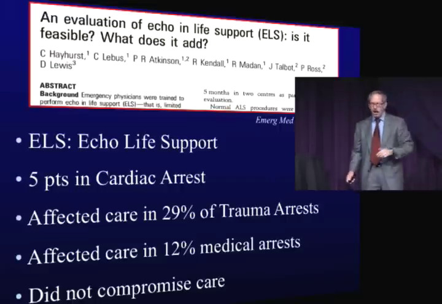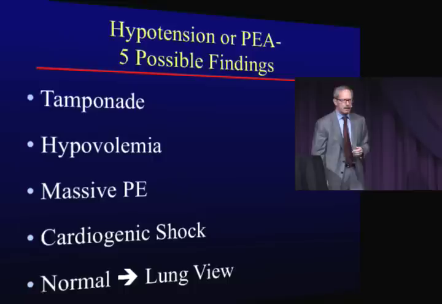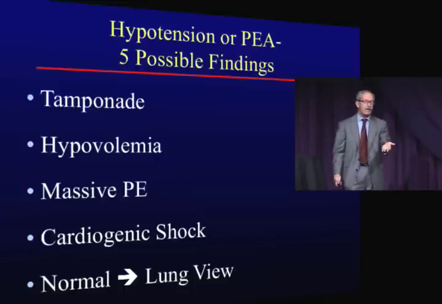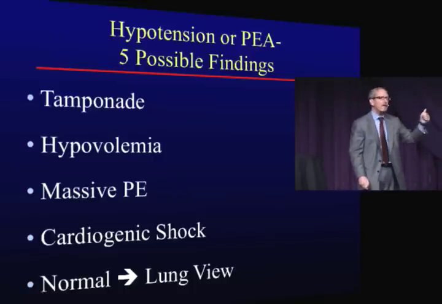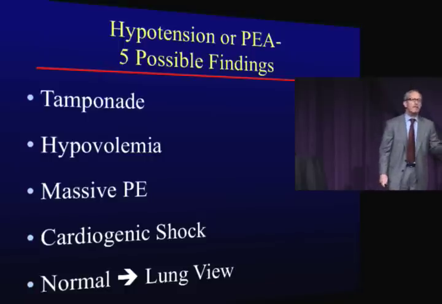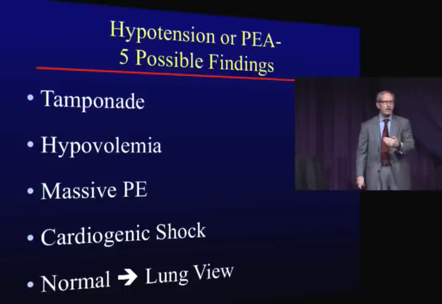All right, but anyway, it does affect about 1 in 3 trauma arrests, and it affects more than 1 in 10 medical arrests. And I didn't write the article, there are 5 possible views. Do they have tamponade? Do they have hypovolemia? Do they have pulmonary embolus? Do they have cardiogenic shock with a really boggy heart? Or could it be a pneumothorax? Or they have a normal view.